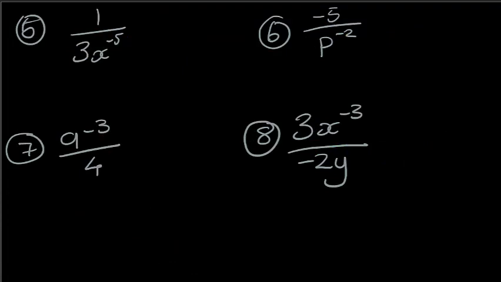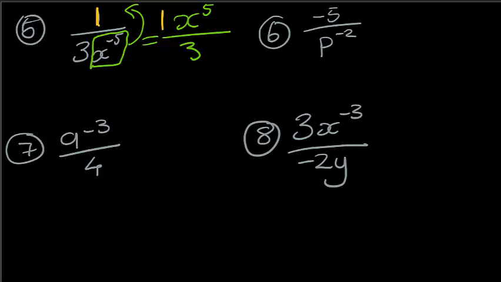Question 5, I've got 1 over 3 x to the power of minus 5 as a denominator. I am going to move this portion over here, and that's going to go home. So my answer is going to be x to the power of 5 over 3. Now this 1 here, I'm not writing it, it's just implied. So it can be 1x5 or just x5. And that is my final answer.